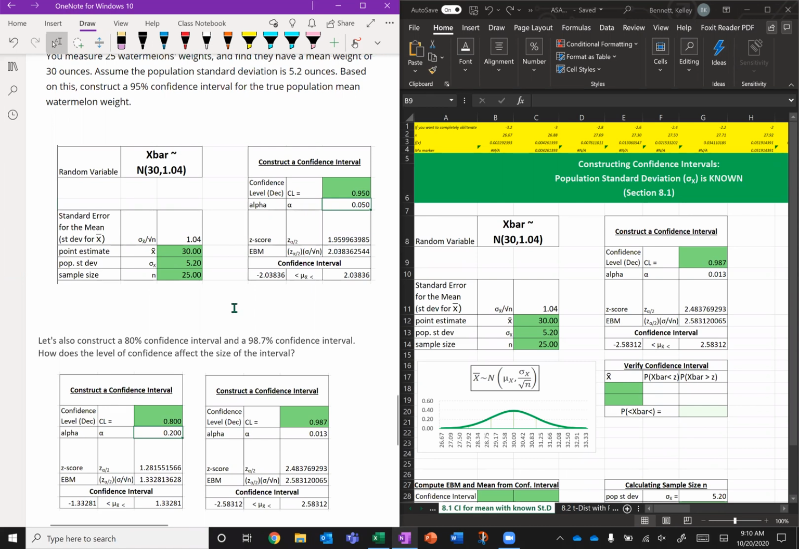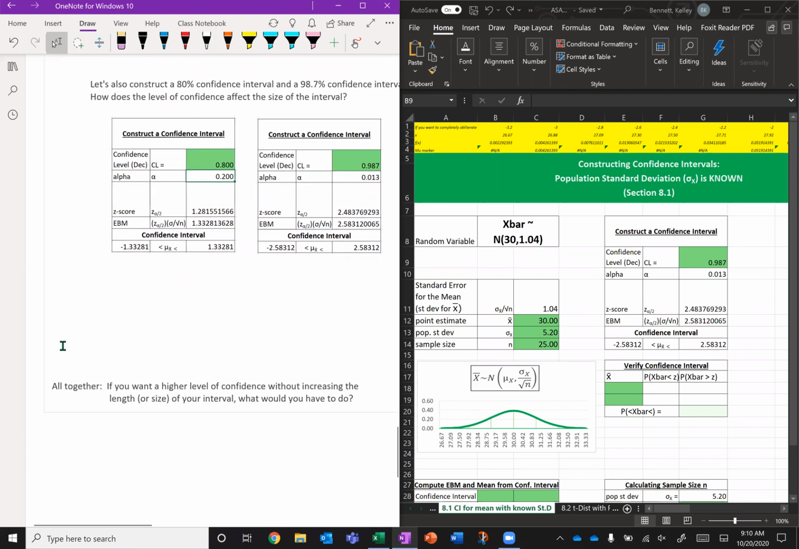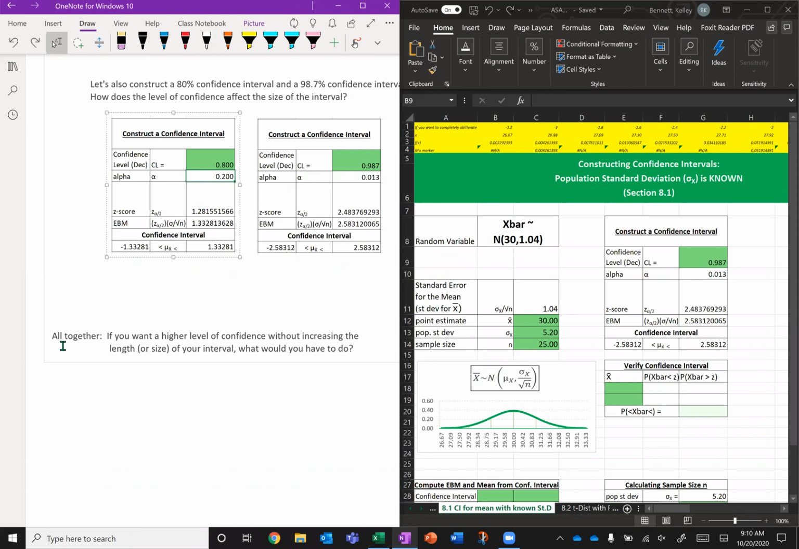So now here's the thought question. If we want a higher level of confidence, and we don't want to increase the width or length of our interval, what would we have to do? Well, if we want to increase our confidence, we're going to have to simultaneously shrink our standard error. And the way that we shrink our standard error is by increasing the sample size.